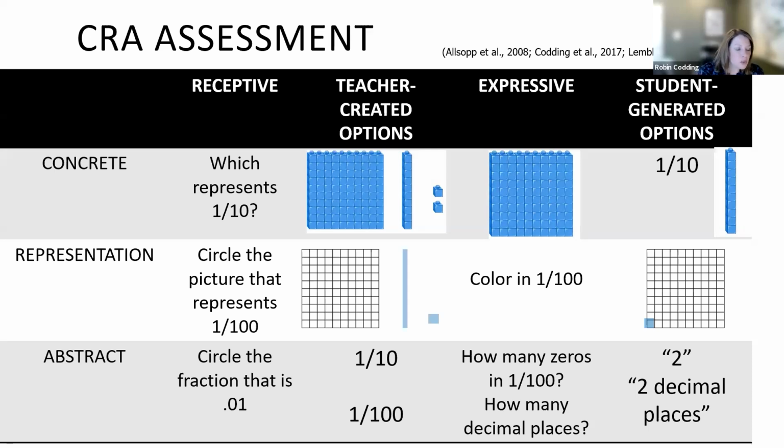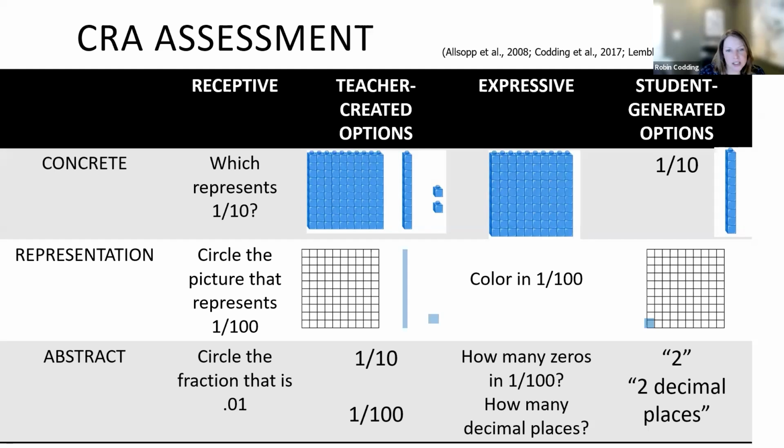So in this example, we are looking at the meaning and the writing of fractions, and we are going to, for example, show them one 100s block, two tens blocks, and two 1 blocks. And so we are asking them which represents 1/10. And so that's the receptive task. The expressive task is asking them to tell you what 1/10 would look like with blocks, right? So that's what I'm trying to illustrate here.